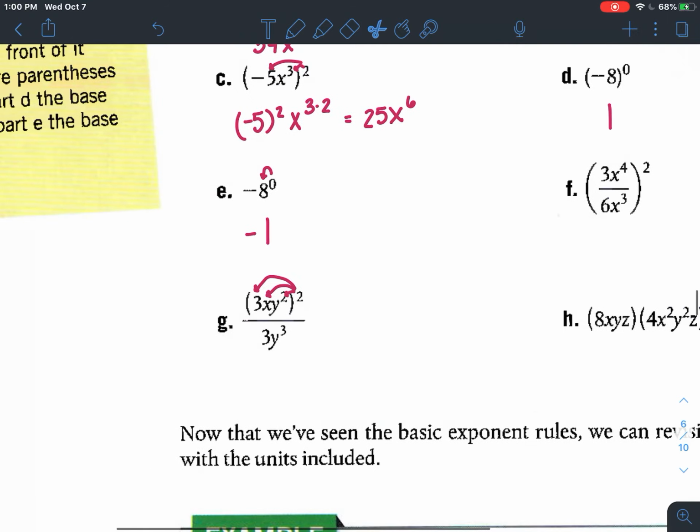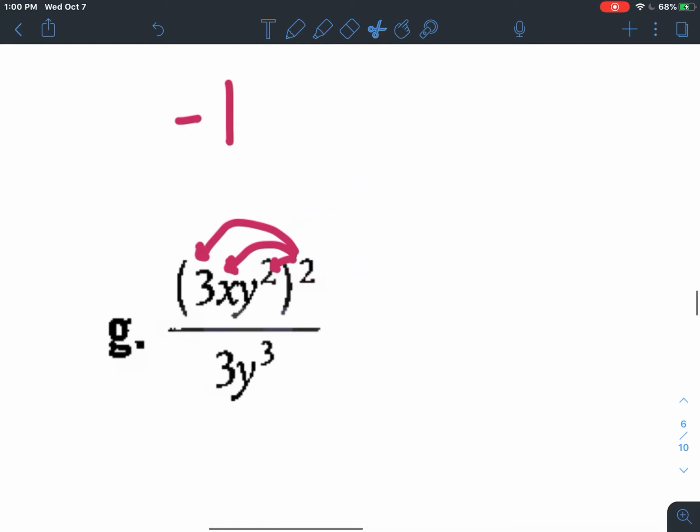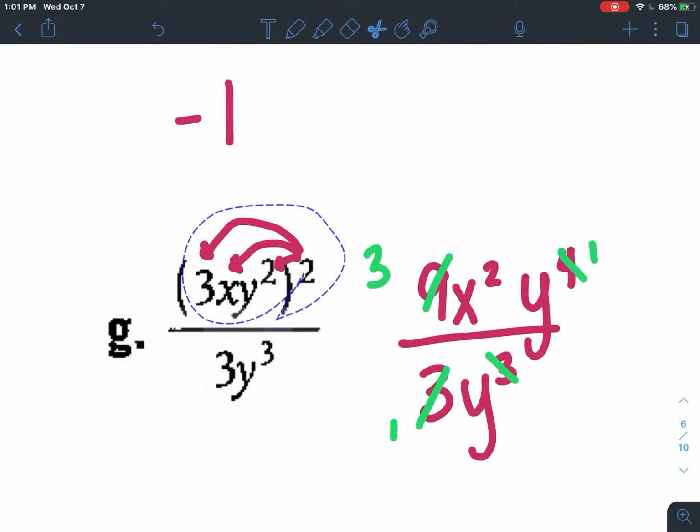And then for G, we're adding in some more steps here. We're going to distribute the 2 at the end, the last exponent. We're going to distribute that to the 3, to the x, and to the y squared. I'm not doing anything with the bottom. The bottom just kind of stays the same. So I have 3 squared, which is 9, and then distribute it to the x. X squared, distribute it to the y squared, so y to the 4th. I kept the bottom the same.